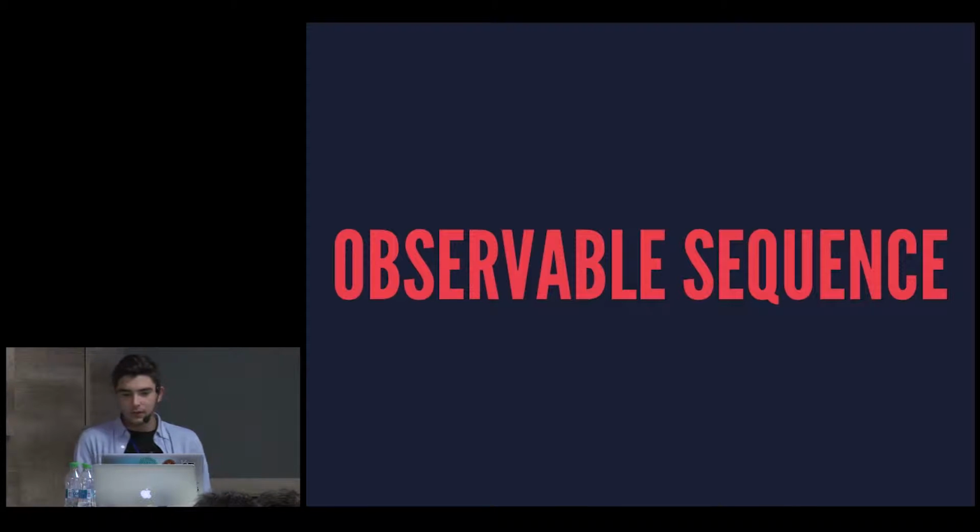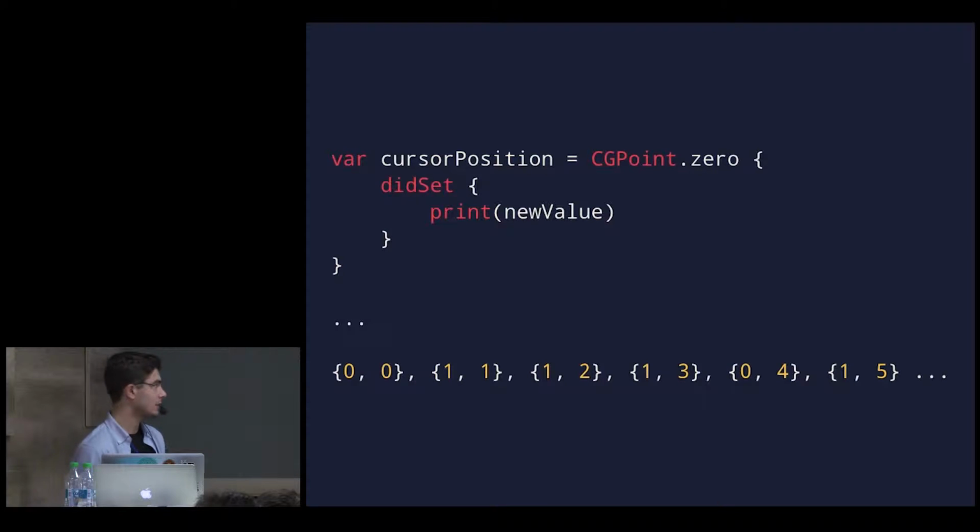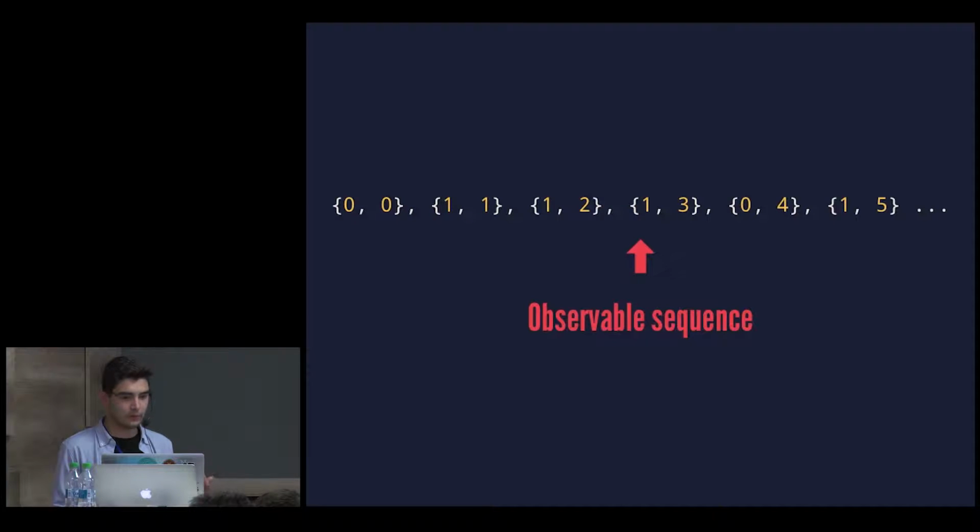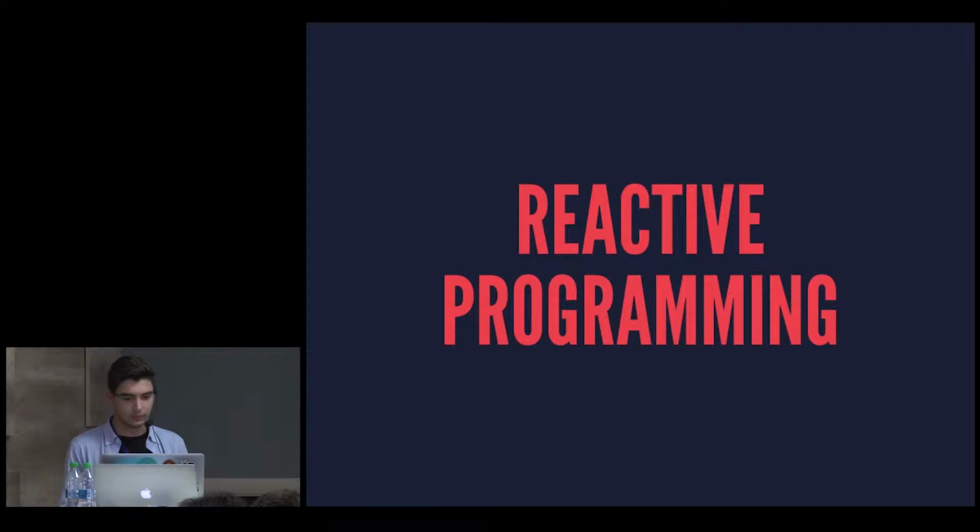So let's go forward and I'll try to define an observable sequence. I'll give you an example. Let's say we have a variable cursor position that observes the position of the cursor on the screen. And we're observing at a specific moment of time. Over time, this value will change and it will form a sequence with all of the values that were assigned to this variable. So this is in a sense an observable sequence. It's a value that changes in time. This sequence can contain values or events like taps or other gestures.